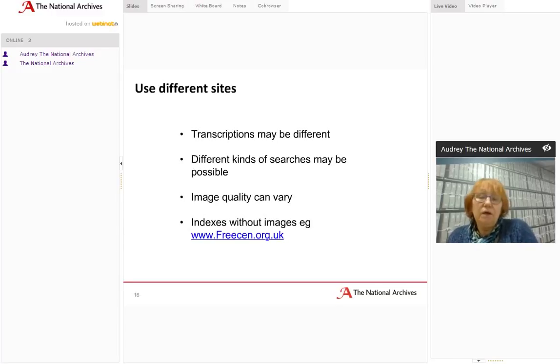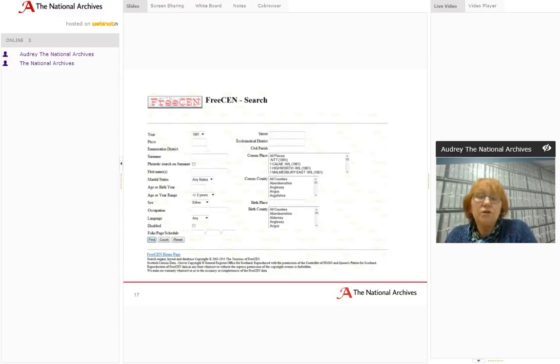And that's what the FreeCen search screen looks like. It's a sort of sister site to FreeBMD, which is much, much better known. But it's very well worth having a look at FreeCen to try and find something that you haven't been able to find on a site that's complete with images. And to translate something from a site such as FreeCen, or possibly even from a printed index.